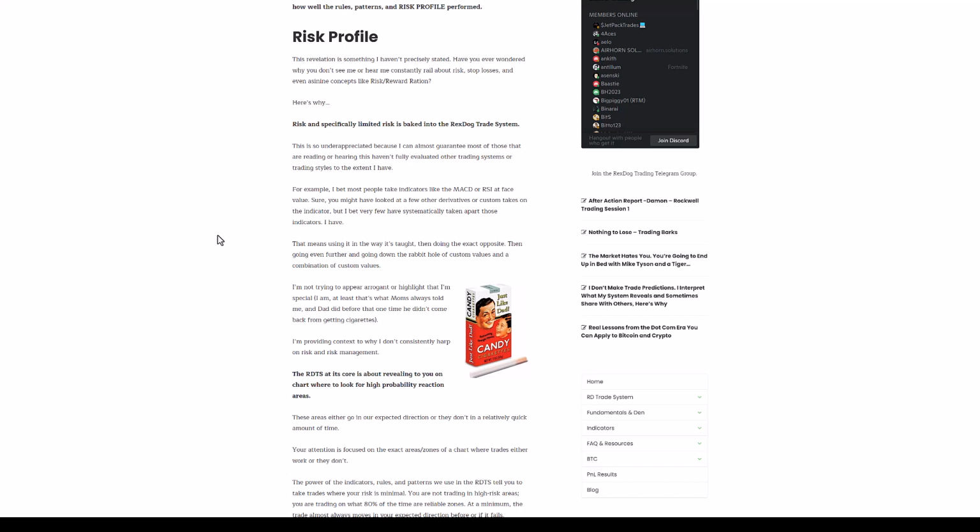So you look at an indicator and say, okay, how is it taught to be used? Let me do the exact opposite. And then let me go even further. And let me go down the rabbit hole of custom values and custom indicator elements to using this indicator.